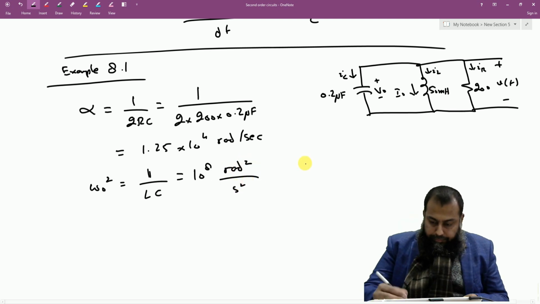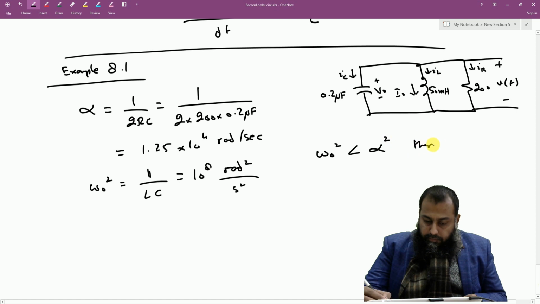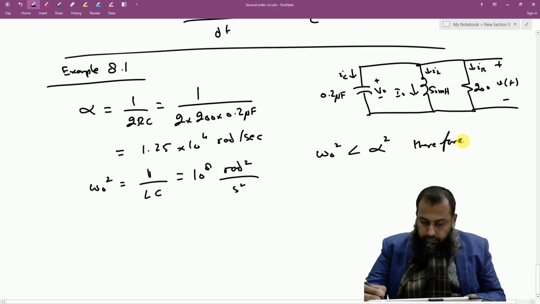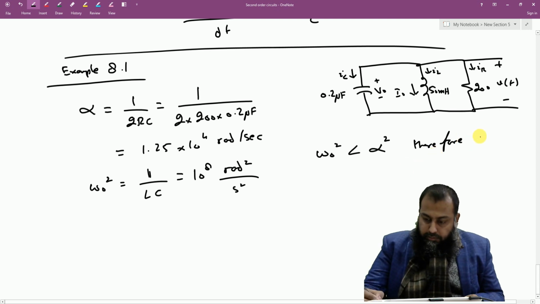Because this omega naught square is less than this alpha square, therefore the response is overdamped.